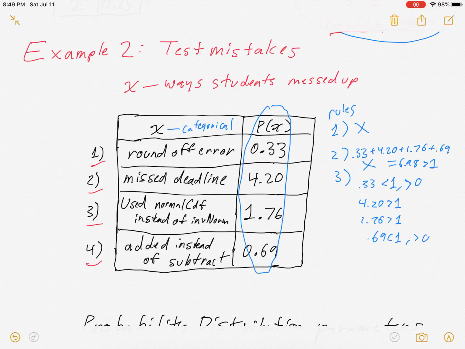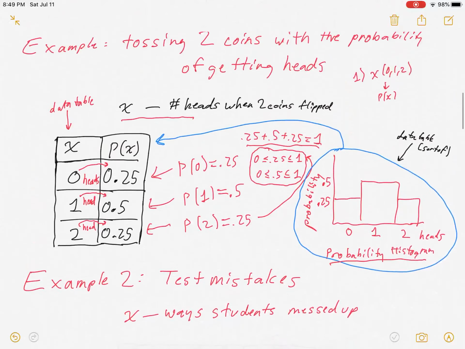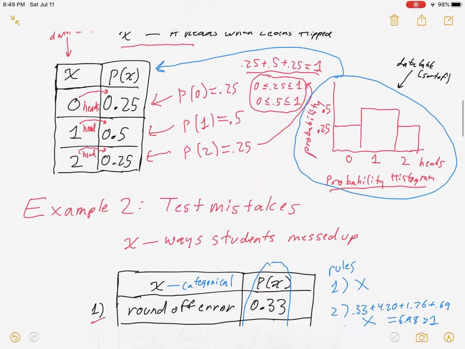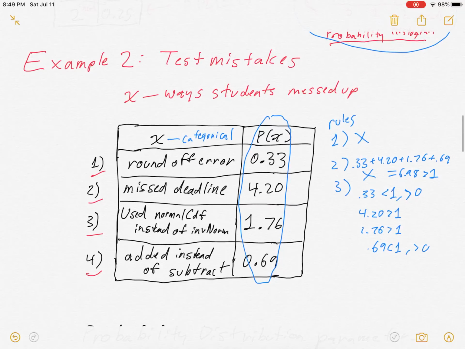Yeah, these are all really common errors, but do they satisfy the rules? So the first rule is that x is a random numerical value with number of values tied to the probability. Unfortunately, these are not random number variables. These are words, and words are categorical, so they're not number values. So the first requirement is not met.